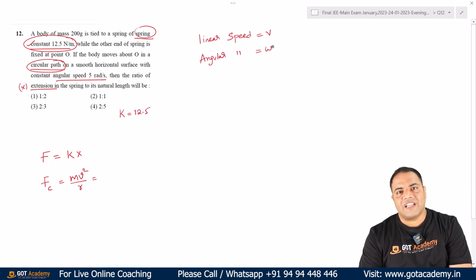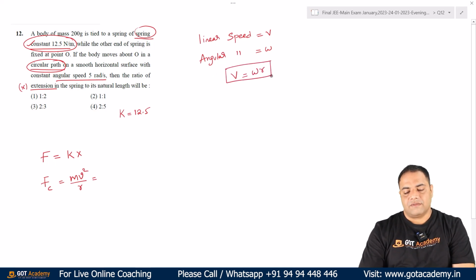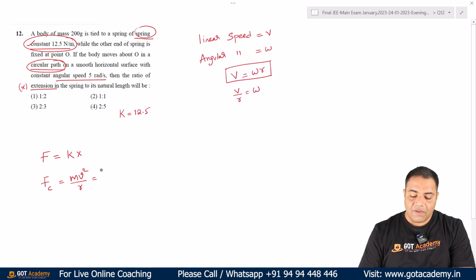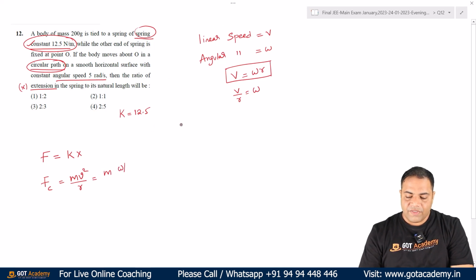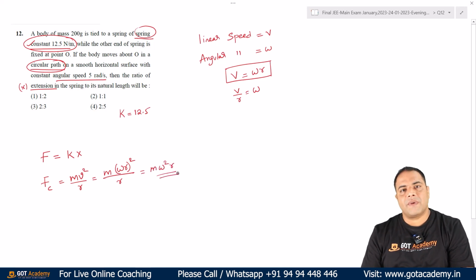So now it's time to think, how can I express this centripetal force in terms of omega? Children, you have studied the relation between linear velocity and angular velocity as v equal to omega r. Isn't it? So from this, v by r will give you omega. So v is equal to omega r, no? So that one I will use. m times omega r whole square by r, so you could get it as m omega square r. So this is the formula for centripetal force.